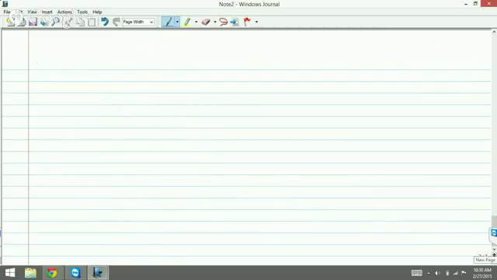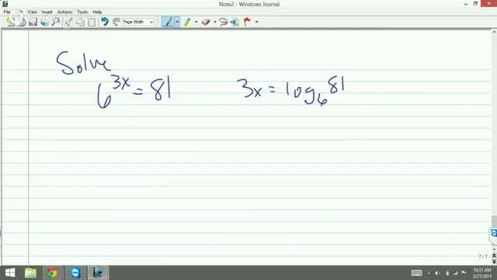Here's another example. And another way to solve these. You should be able to rewrite this as a log, right? So what would it be? Change of base, and then you divide by 3, right? You get some value. You should get 0.8175.